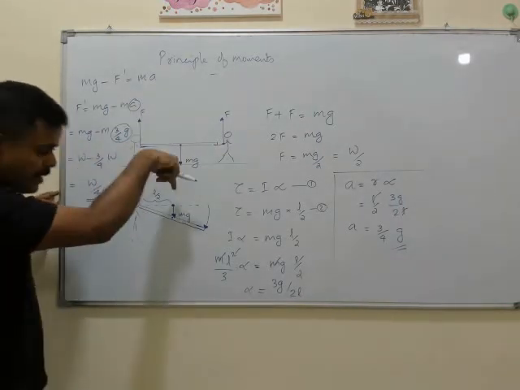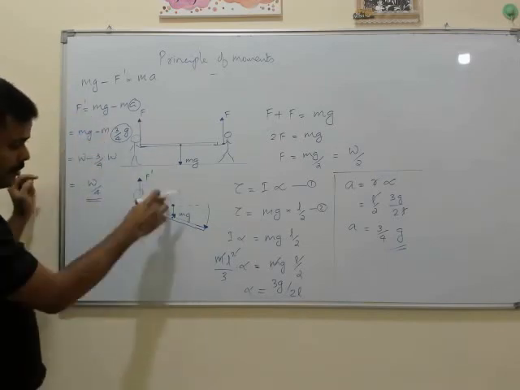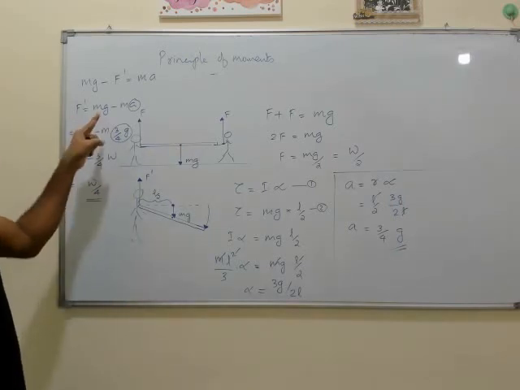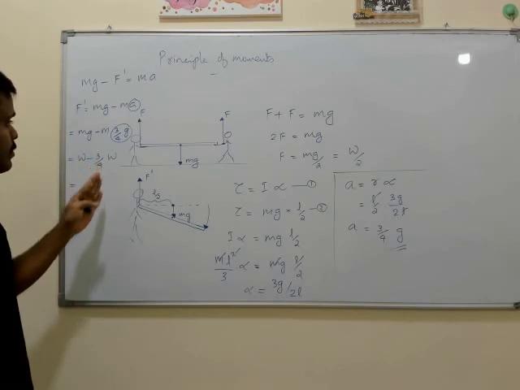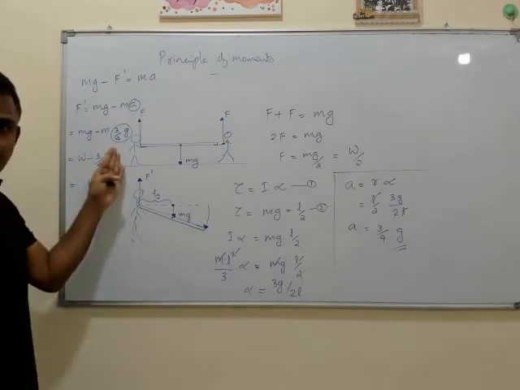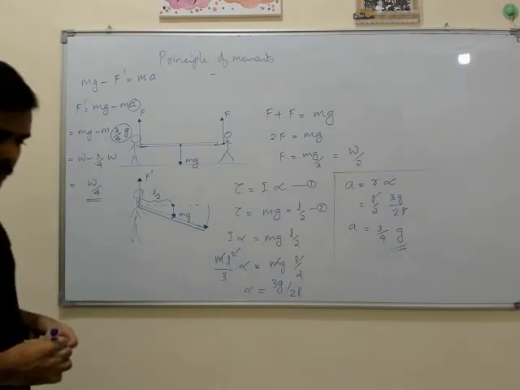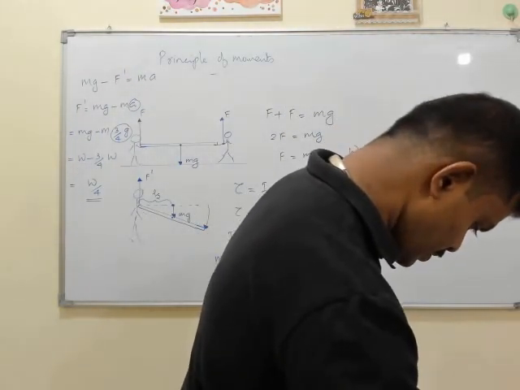So F dash, mg downwards. The net force will give a linear motion, right? So mg minus F dash is equal to ma. So F dash will be equal to mg minus ma. That makes it mg minus m into 3 by 4g. So m into 3 by 4g is 3W by 4. Answer is W by 4. Answer is option B.